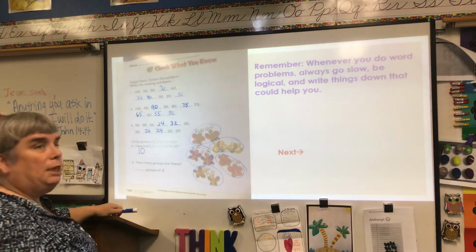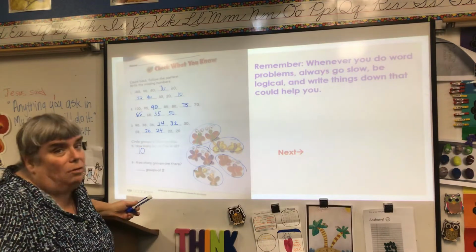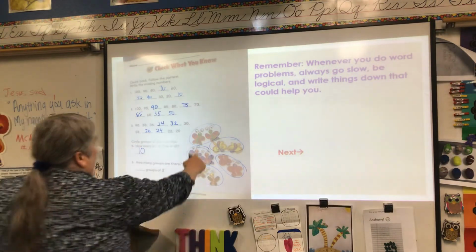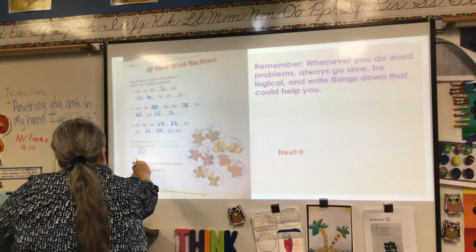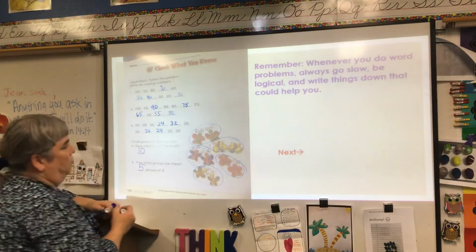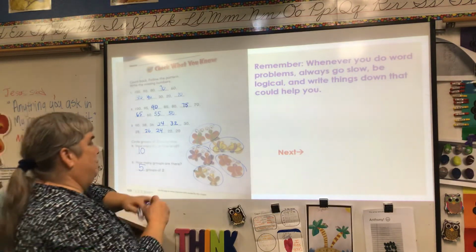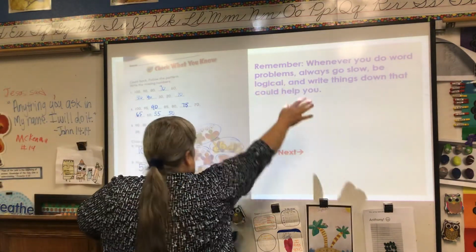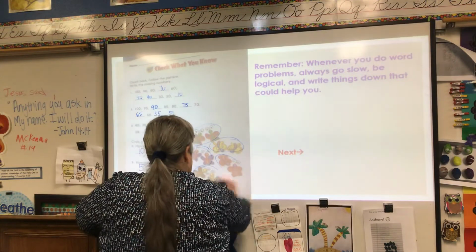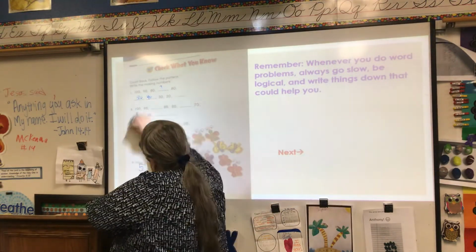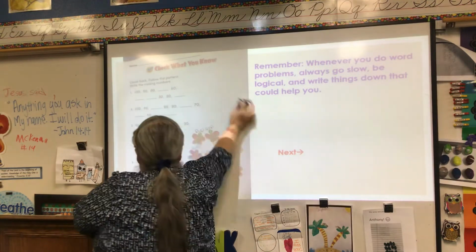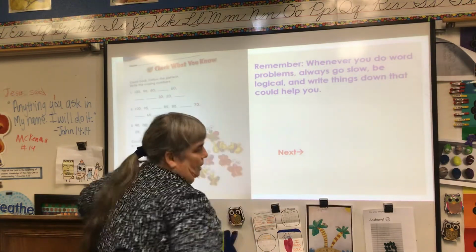But it says how many groups are there. So I'm going to count equal groups. 1, 2, 3, 4, 5. So there are 5 groups of 2. Okay? This really applies to word problems, so you don't really have to worry about that right now. But I have something that you're going to enjoy on the next slide.